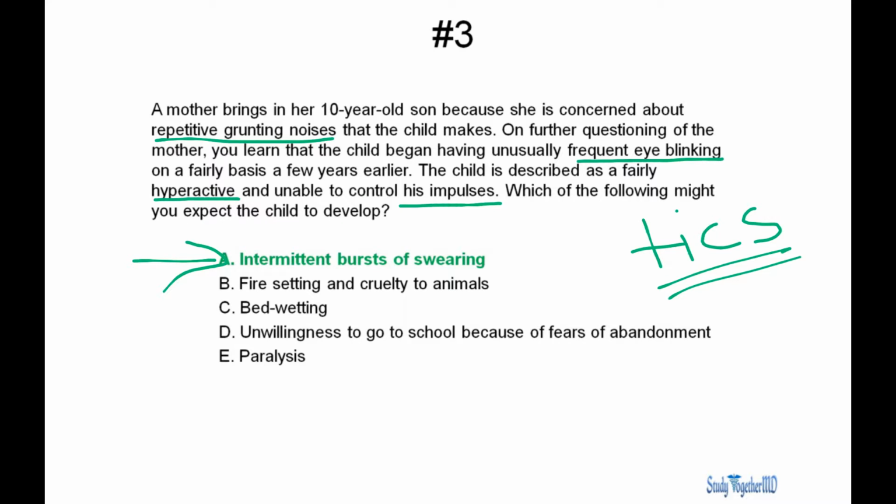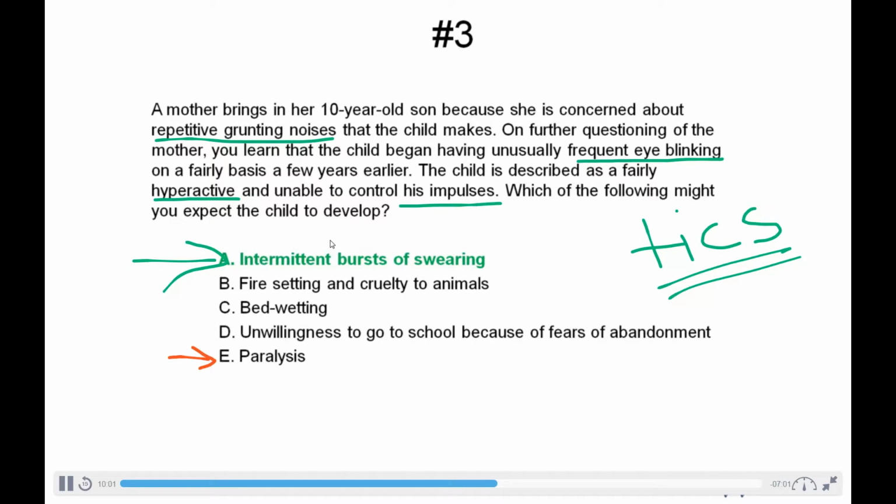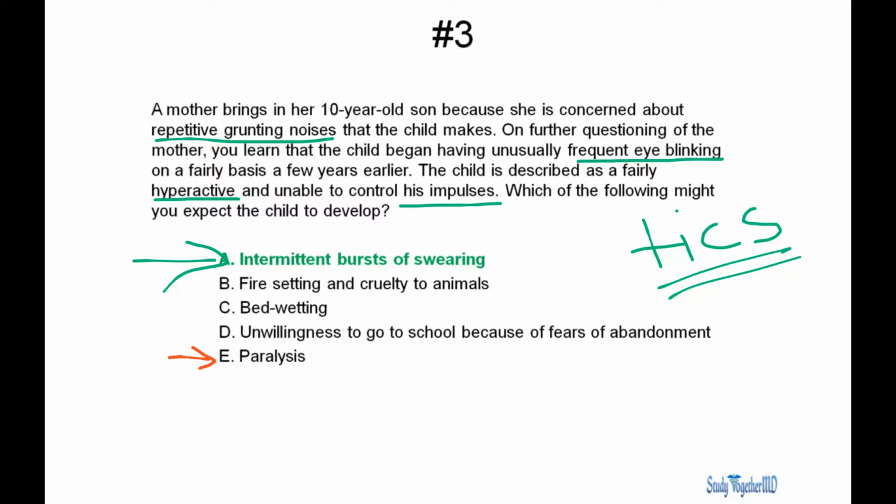Okay, regarding the incorrect answers, let's exclude the easiest ones, which is paralysis. This may happen in a somatic symptom and related disorders. However, the child usually presents with stomach ache, headache, nausea, vomiting, or something like that. It's highly unlikely to present in this manner. This is a typical Tourette's.